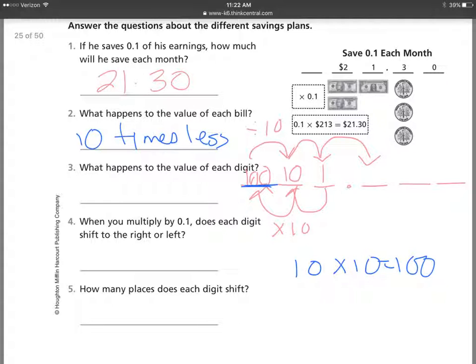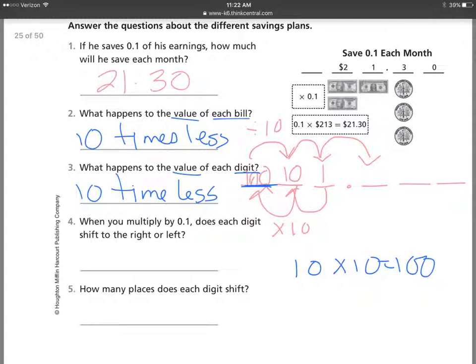Question number 3 is a bit of a trick question because it's really asking the same thing. What is the value of each digit, and how is that changing? Well, it's changing the same way as the value of each bill changed. It's changing to be 10 times less than it was before. That answer should be exactly the same as number 2.